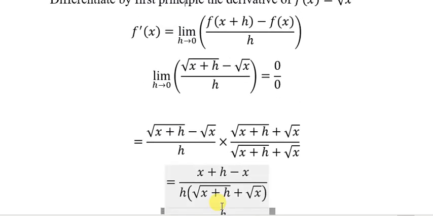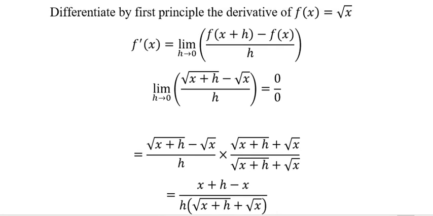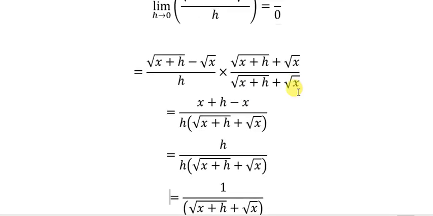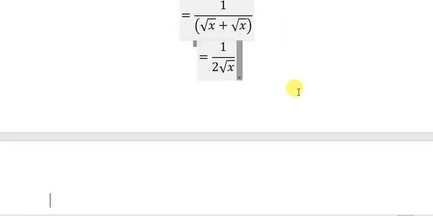Thus, the derivative of the function f(x), which is equal to root of x, is equal to 1 over 2 root of x.